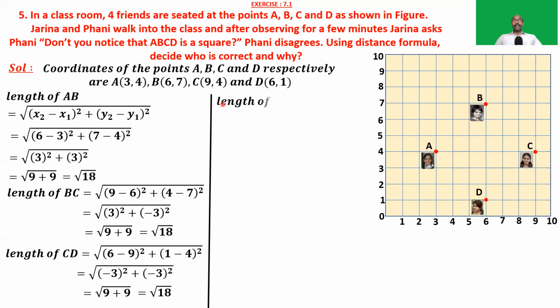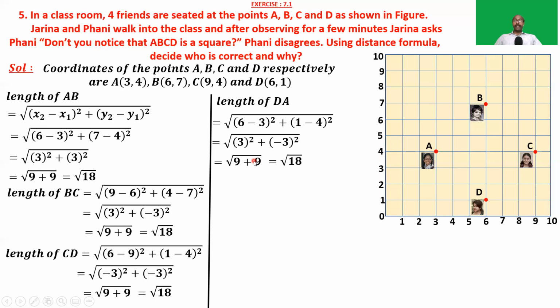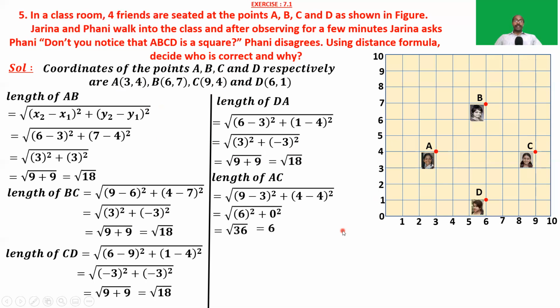And now the length of AD. The length of AD is under root (6 minus 3) whole square plus (1 minus 4) whole square, which is equal to root 18 again. So all the four sides of ABCD are equal. Now we have to check whether the diagonals are equal or not. So take the first diagonal, AC. The length of AC is under root (9 minus 3) whole square plus (4 minus 4) whole square. So that is 6 units.